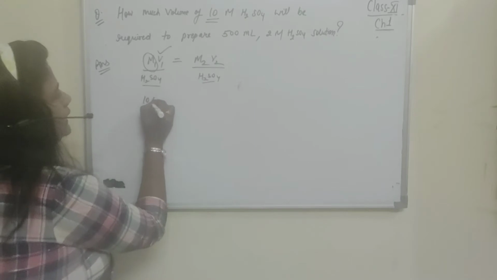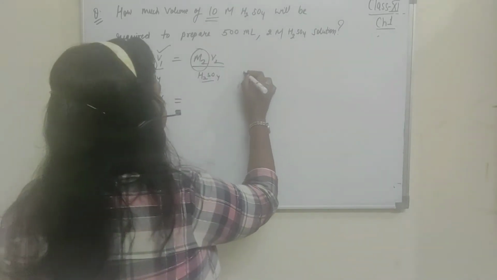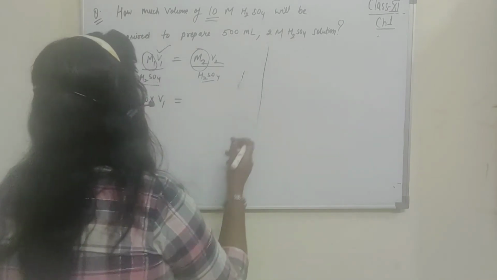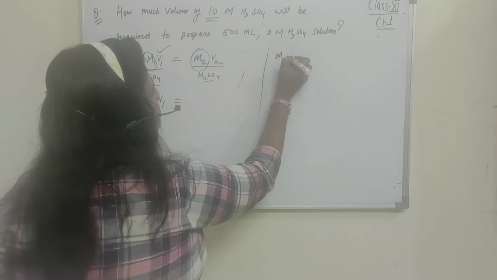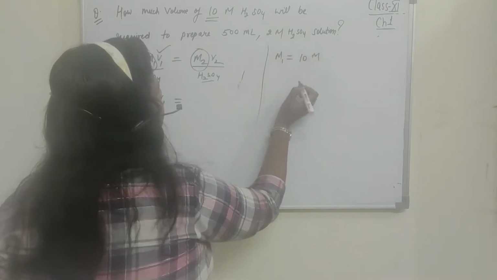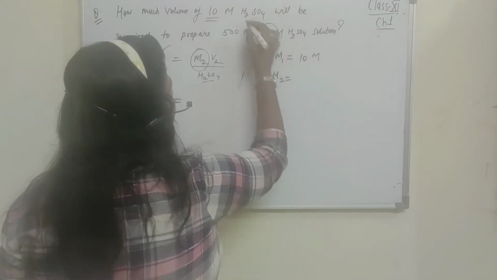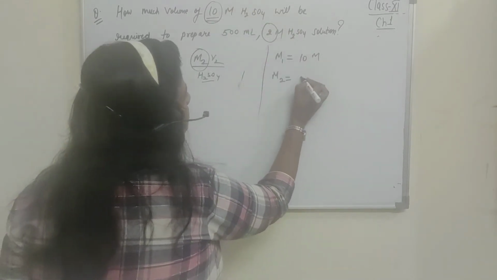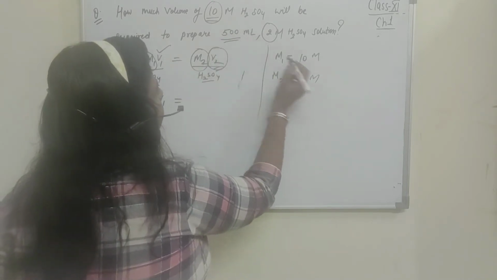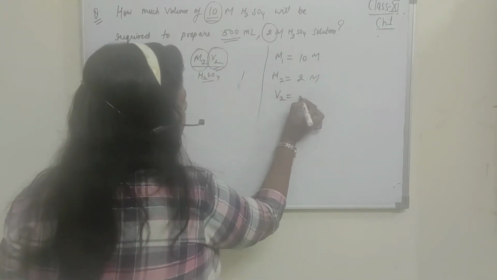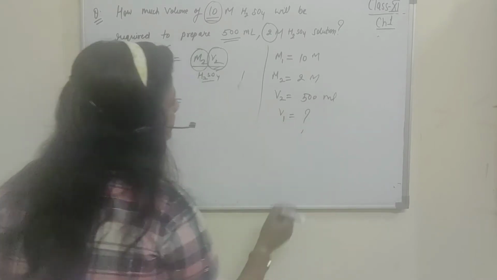So 10 into V1 is equal to M2, which is given. On the side, you write what values are given to you. M1 is given, 10 molar. M2 is given, 2 molar. And V2 is also given to you, 500 ml. V1 you have to calculate.